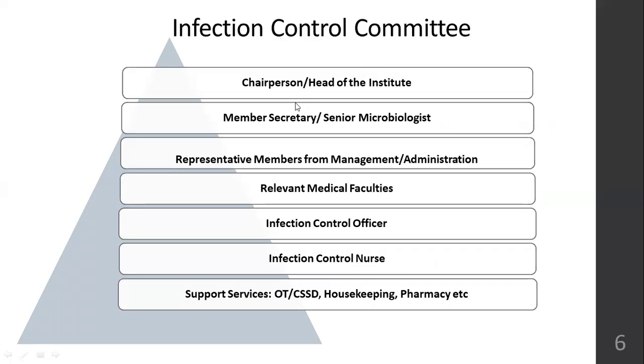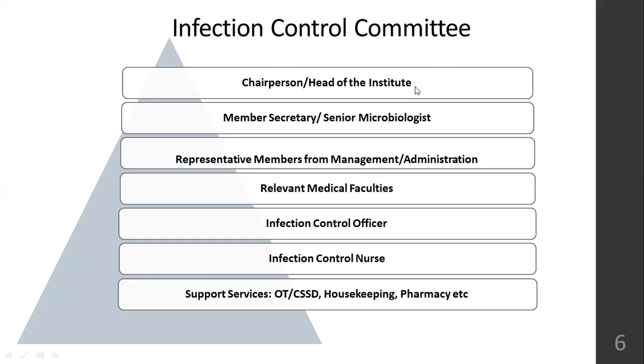This is the hospital infection control committee, the way it is organized. At the top you have the chairperson or the head of the institute. Under them is the member secretary, usually the senior microbiologist of the hospital. Under the member secretary, you have representative members from each and every department of the hospital.